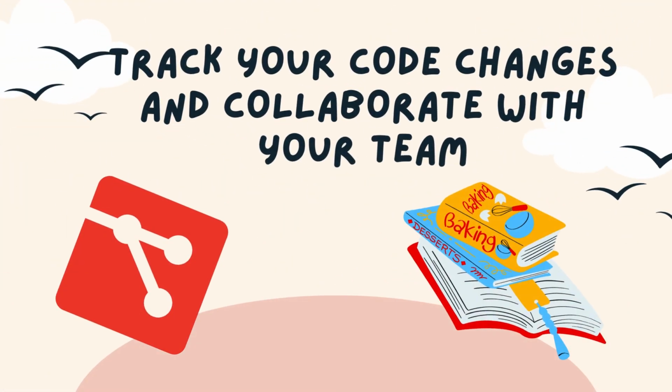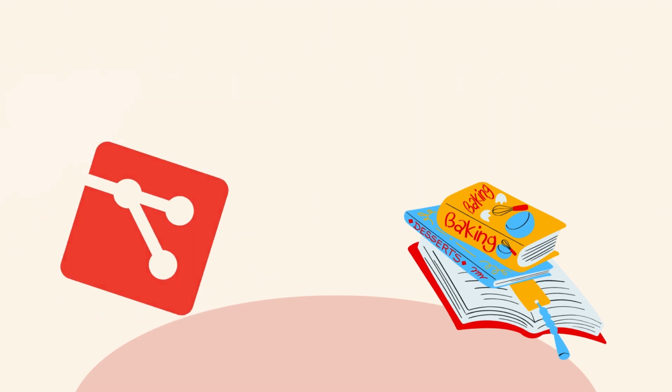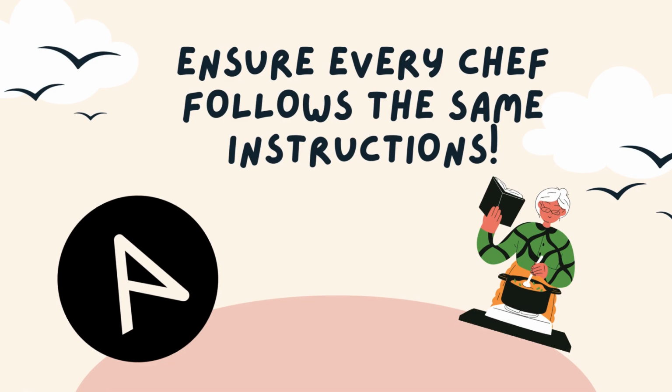Git is like a cookbook with all the recipes for your pizza. It tracks changes to your code, making it easy to collaborate with others and go back to previous versions if needed. And Ansible is the recipe card. It automates configuration and management tasks, ensuring consistency in how your software is prepared and served. These tools work together in the DevOps kitchen to make sure your software is cooked to perfection, packaged well, and delivered efficiently.